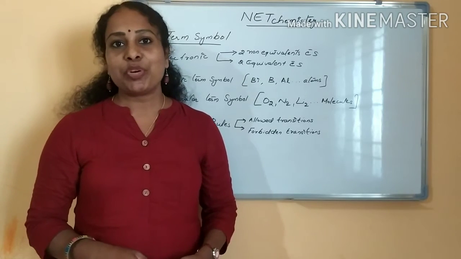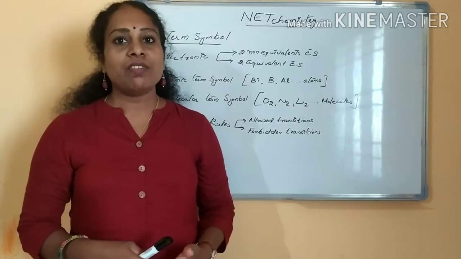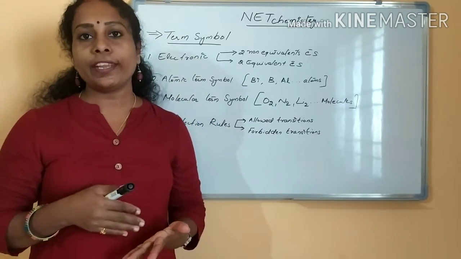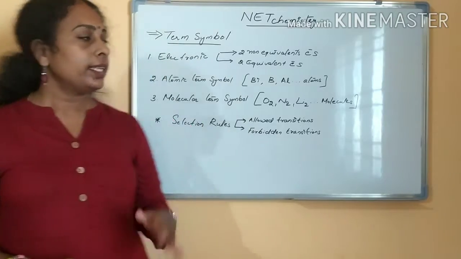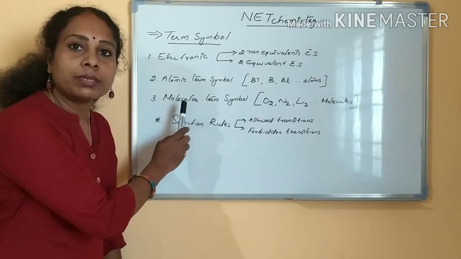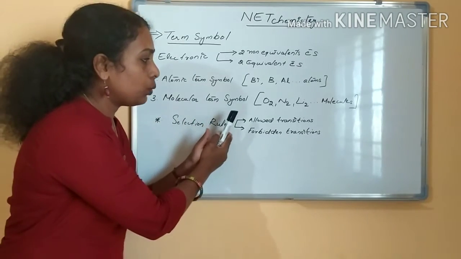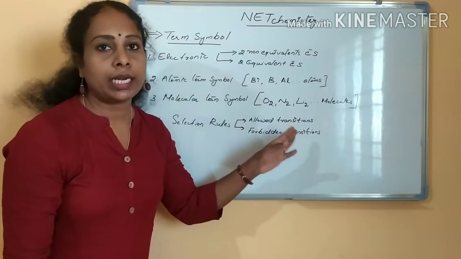We were discussing term symbols. Today we will continue with the same topic, and we have seen the term symbol of two non-equivalent electrons. As I said, there are these term symbols: electronic term symbol, atomic term symbol, and molecular term symbol. We have to cover one more topic: selection rules, allowed transition and forbidden transition.